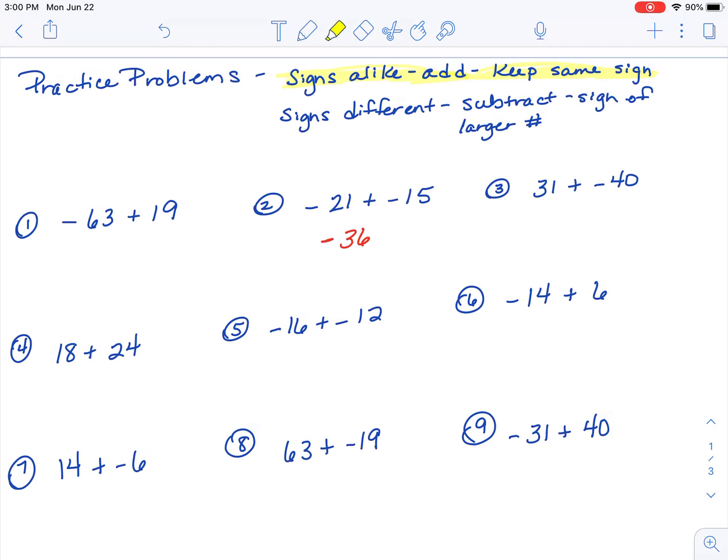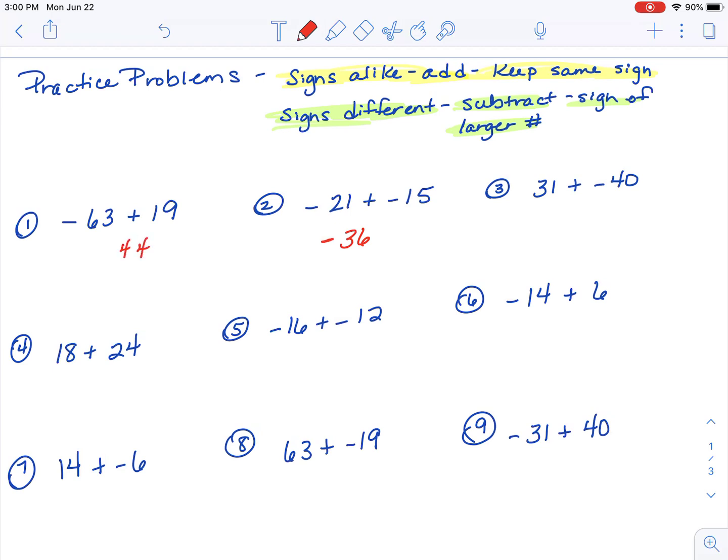And then on the other spectrum, if the signs are different, you subtract and you take the sign of the larger number, or actually the sign of the larger absolute value. So for instance, number 1, I have a negative 63 added to a positive 19. So my signs are different. So I would subtract.